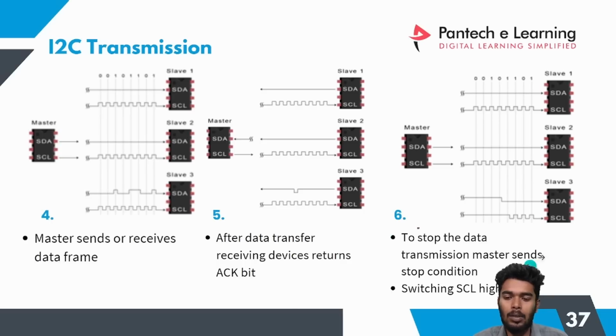Then to stop the data transmission, the master sends the stop condition. We have to send the stop condition to stop the data transmission by switching the clock line high. So this is how the SPI transfer works.